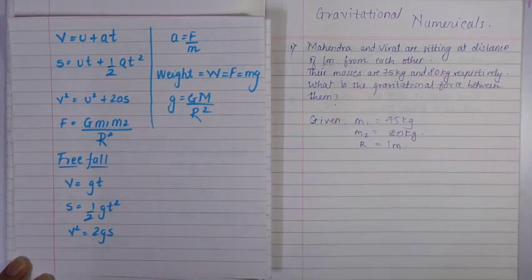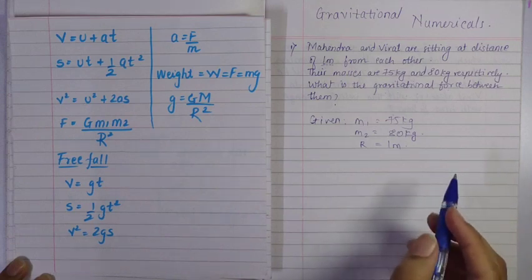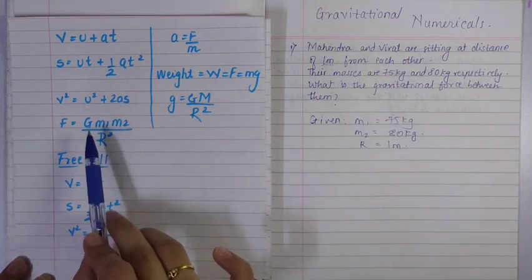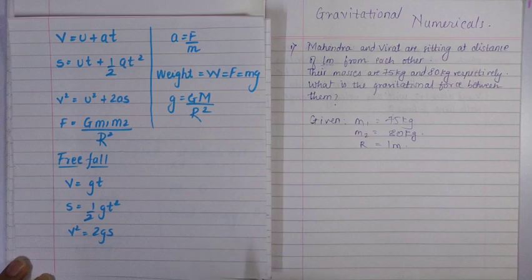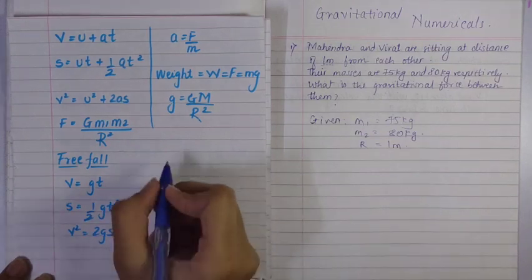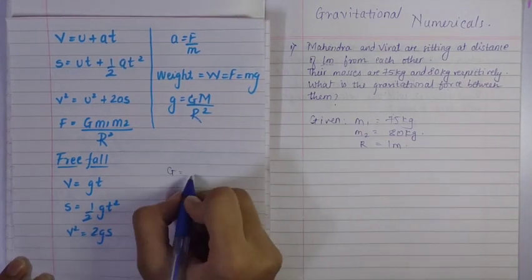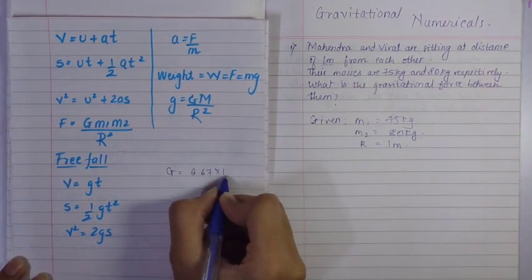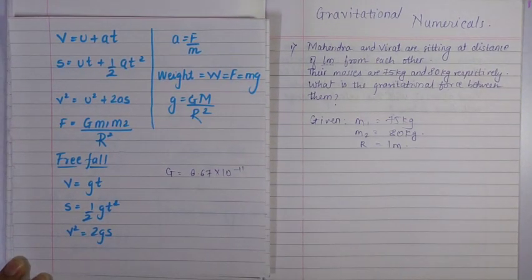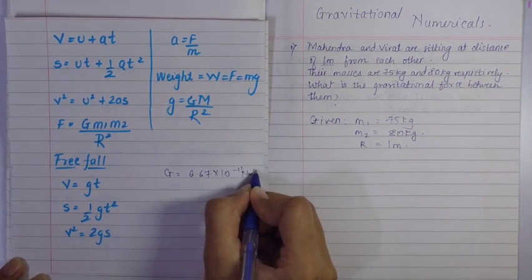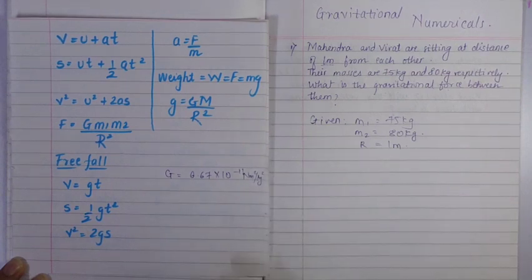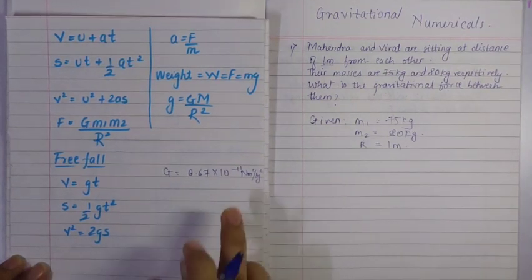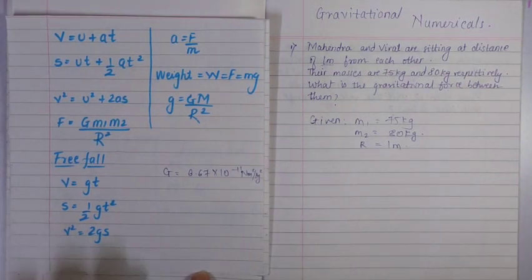Fine. Now you have m1, m2 and r square with you. You need to know what is G. The value of G you need to always remember is 6.67 into 10 raised to minus 11. This is the value of G that you need to remember always, and this is the unit for it: Newton meter square by kg square.